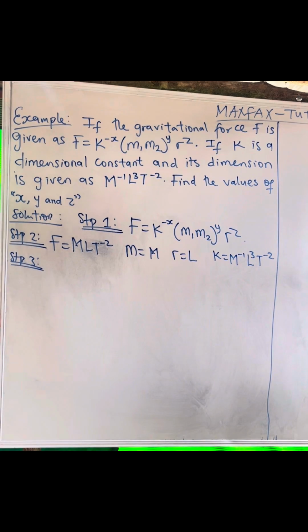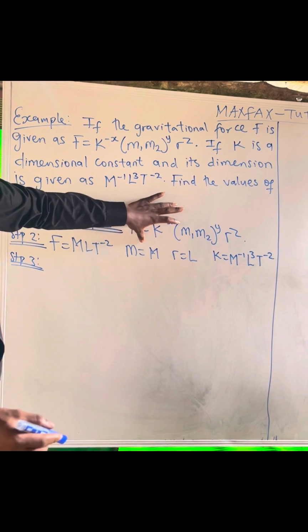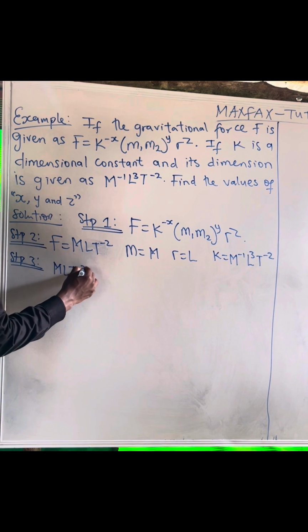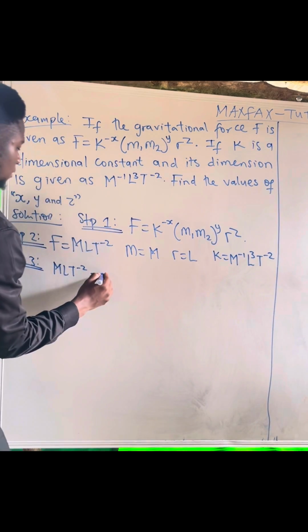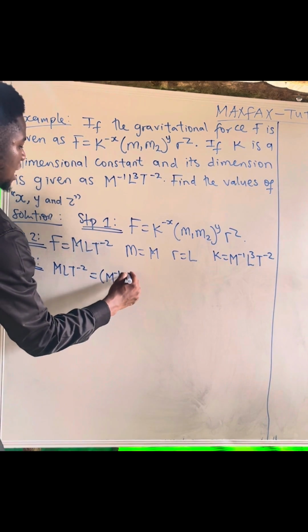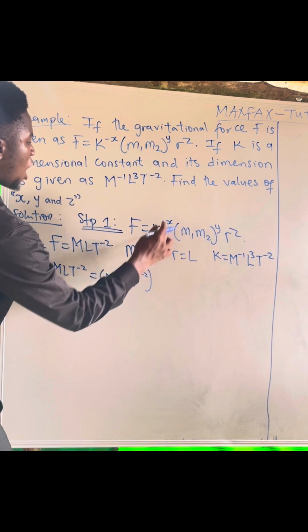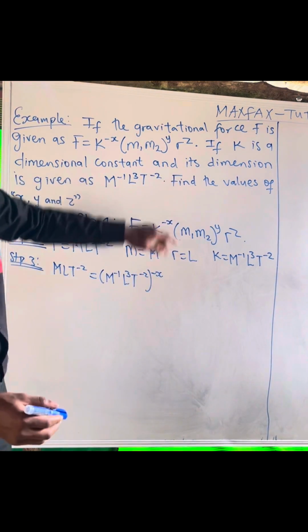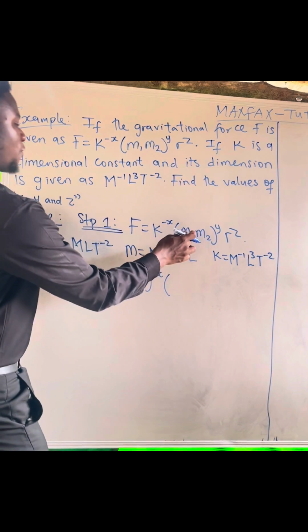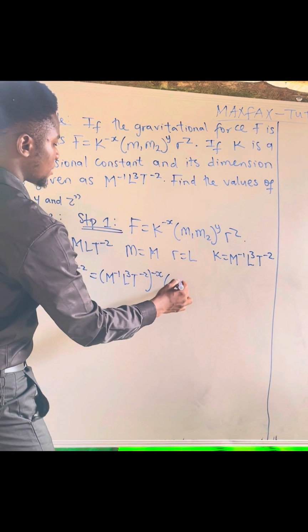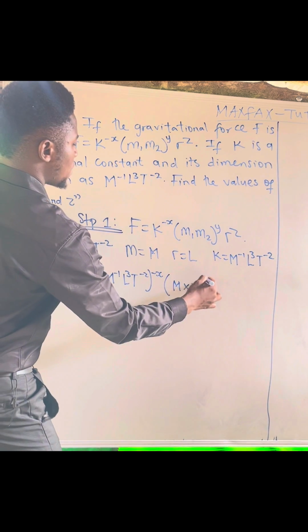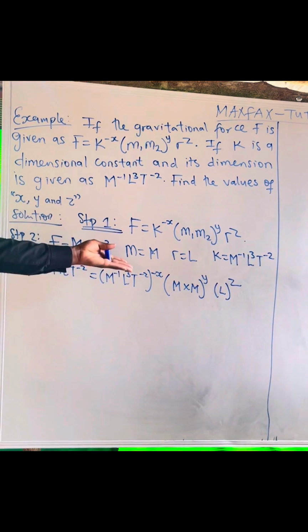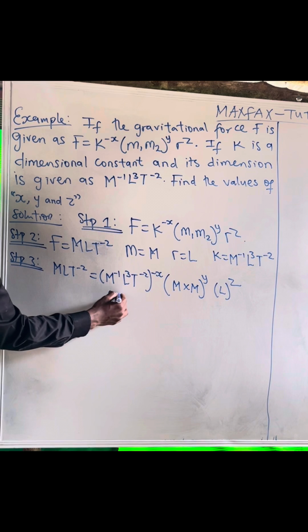We are going to substitute each of these dimensions into this equation. So this equation will now change to the dimension of force: MLT minus 2 is equal to the dimension for K, which is M raised to power minus 1, L raised to power 3, T raised to power minus 2, all raised to power minus X. Don't forget that. Then open brackets: the dimension for mass M is M times M, all raised to power Y. The dimension for R is L, all raised to power Z. So we just continue with our expression.